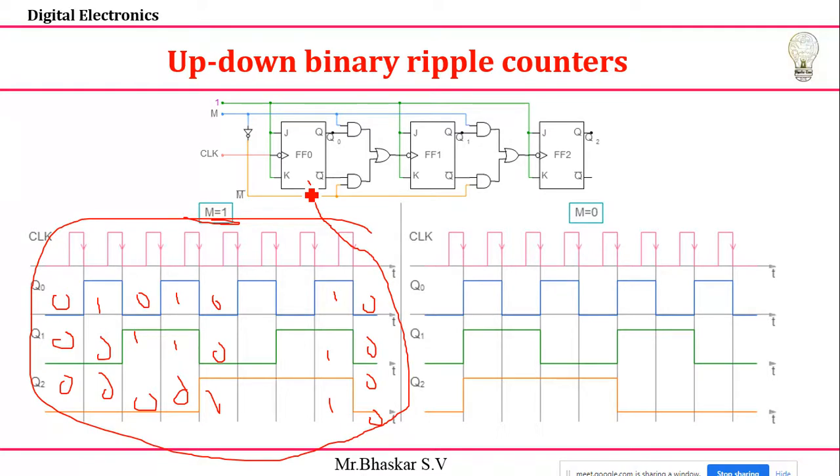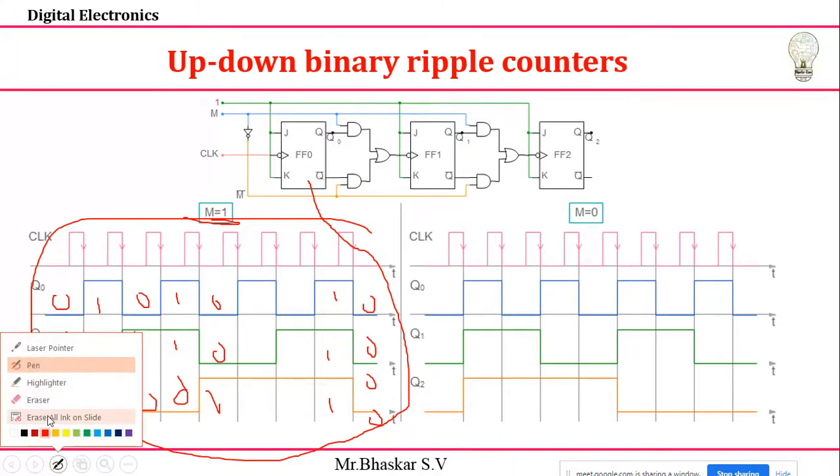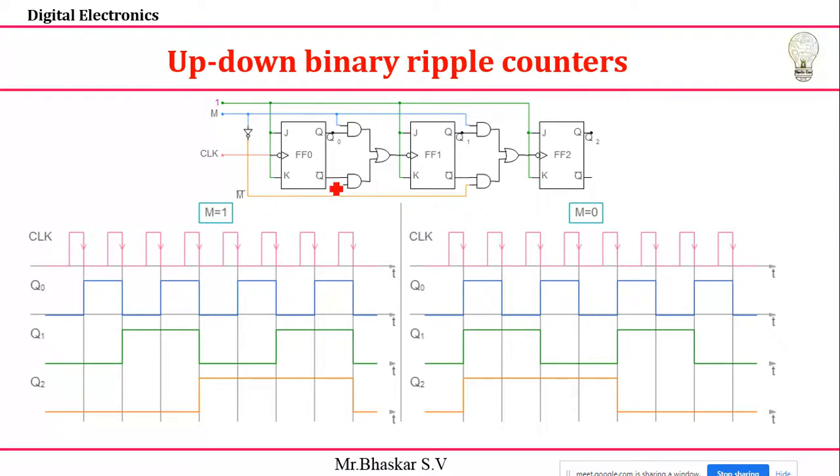Same circuit, I'm just going to make my mode value 1. Is it clear? Next, the second thing: I already told that the mode value is 0. Mode value 0 means what? I told you, the down counter. I already told that if you connect the Q bar to here and Q bar to here, then it is a down counter. The same thing you will get.